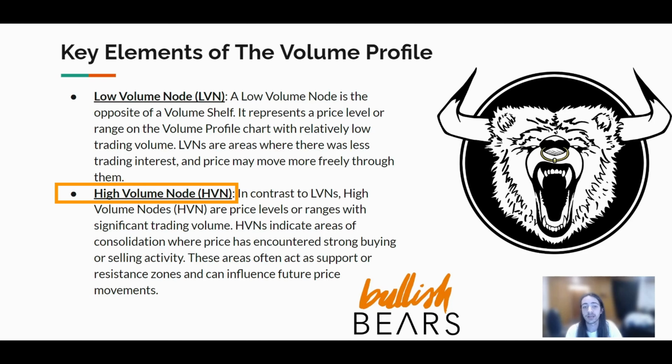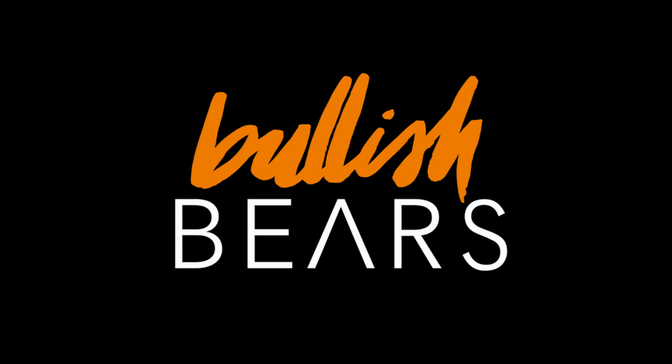An HVN, a high volume node, in contrast to the LVNs, is a price level or range with significant trading volume. HVNs indicate areas of consolidation where price has encountered strong buying or selling activity, and these areas often act as support or resistance zones and can influence future price movements as well. So let's go into the chart so I can show you guys exactly where all of these are, so you guys can know how to read a volume profile.